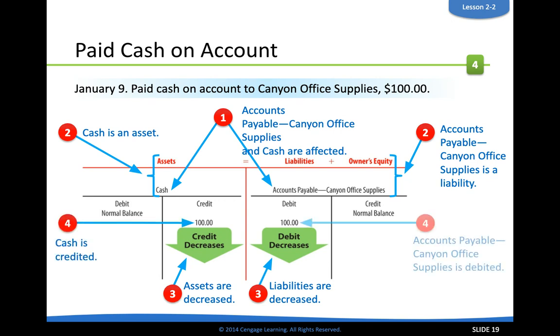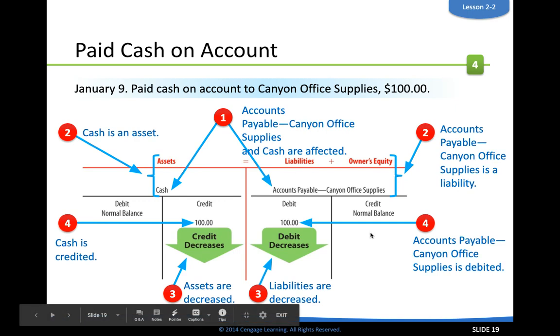Question number 4, bringing in the debits and the credits. So in order to decrease cash, we're going to credit cash to make it go down. Remember, debits increase on the asset side, credits decrease on the asset side. Other way around over here, debits decrease on the liabilities and owner's equity side on the right side, credit increases on the right side. So we're going to credit cash for $100, and we're going to debit accounts payable Canyon Office Supplies by $100, keeping our accounting equation in balance.